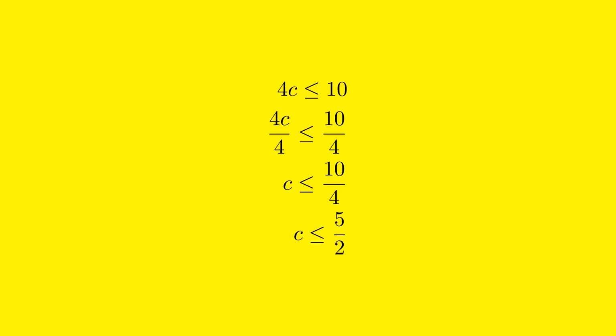To express this solution in interval notation, we look at all values of c that satisfy the inequality c is less than or equal to 5 over 2. This means c can be any number less than or equal to 5 over 2. In interval notation, we write this as negative infinity to 5 over 2 included. So the interval notation form of the solution is negative infinity to 5 over 2 included.